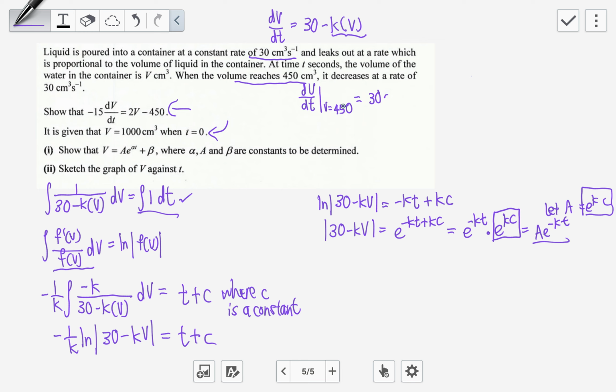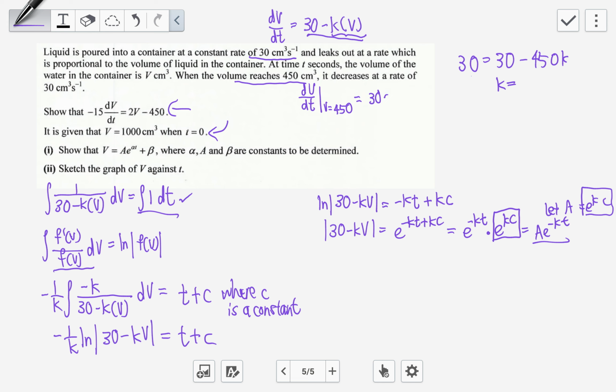Let's make use of this fact. Because dV/dt, when V equals 450, look at the right hand side of the equation: when V equals 450, 30 minus 450k equals dV/dt, which is 30. Alright, so dV/dt is 30. So then I know that my k must be equal to, oops, my k is 0. Is that correct?